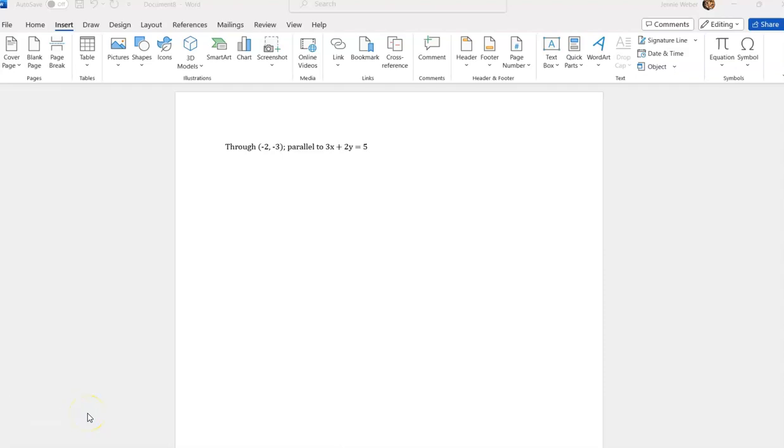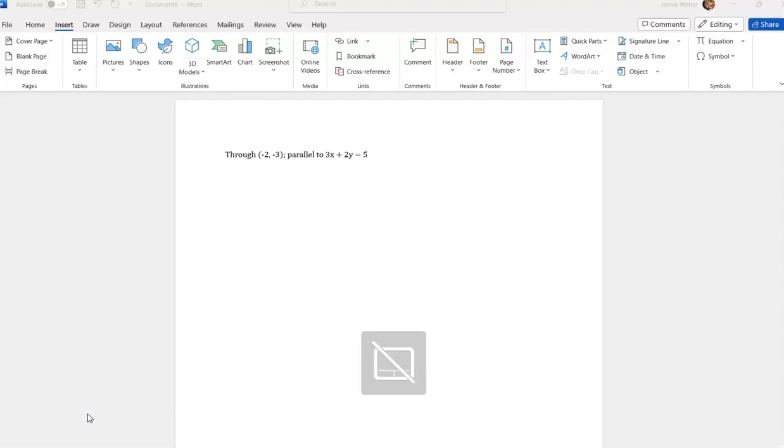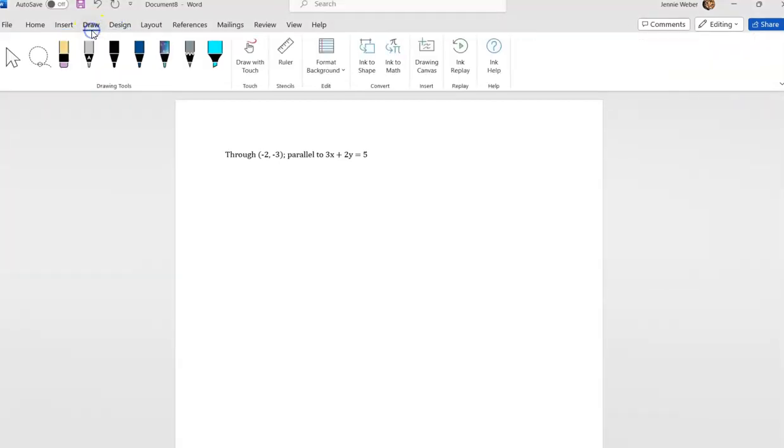We want to write the equation for the line that is through the point (-2, -3) and parallel to this other line. So what does parallel mean? Parallel means it has a matching slope. So this is how we're going to find the slope. Remember, the first step to write an equation is to find the slope. So I'm going to use this to find the slope.